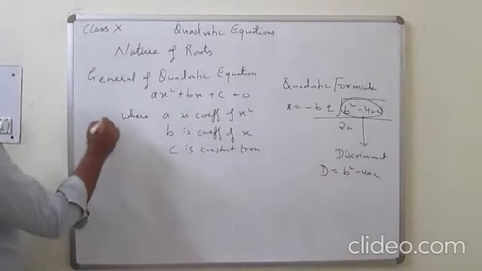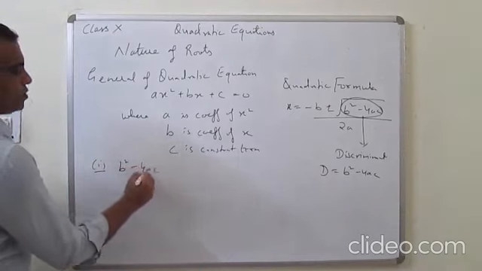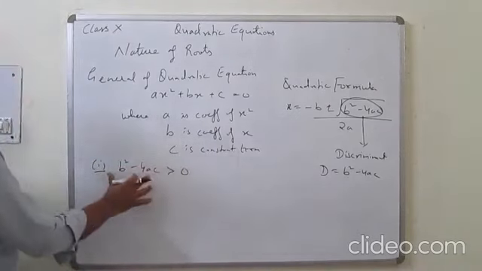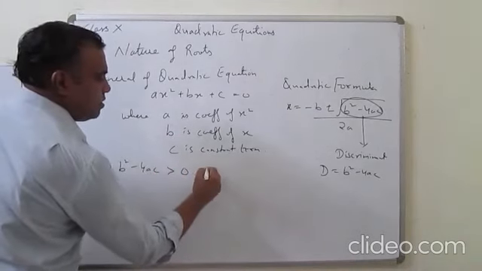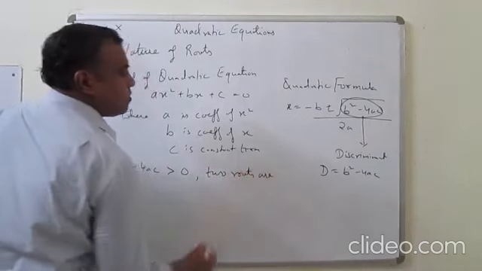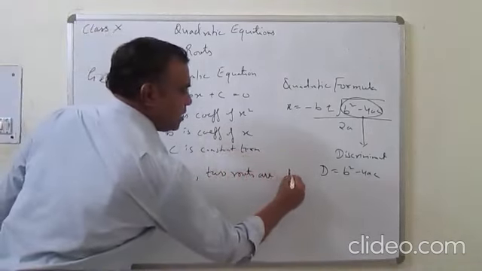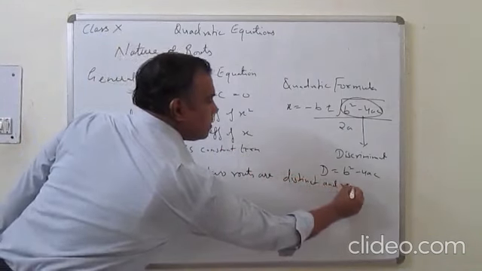Now, nature of roots: if b square minus 4ac value is greater than 0, then two roots are distinct, different, and real.